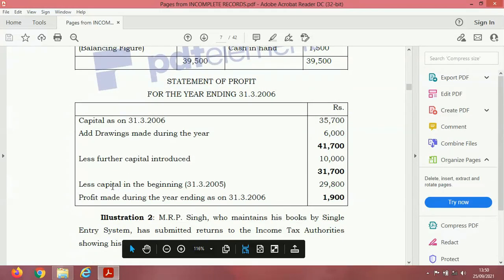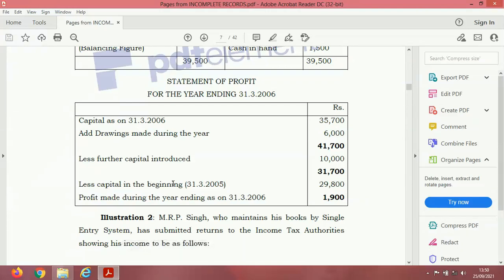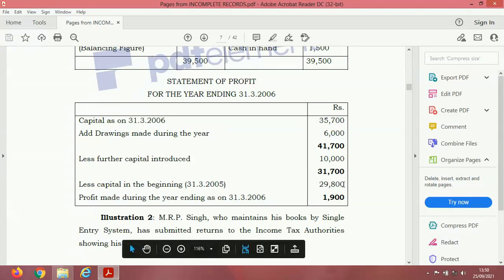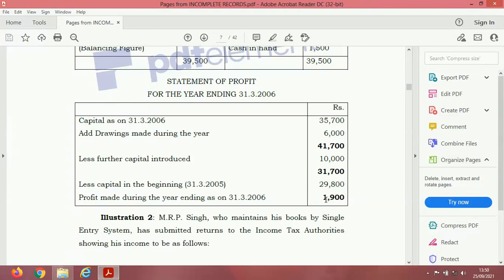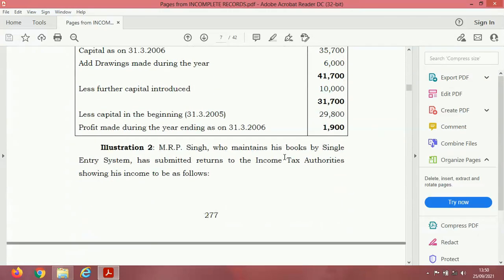Then we go on and less capital in the beginning. Our aim is to make sure that we come out with the profit that we have made. So the capital in the beginning, we had calculated it was 29,800. When we less it, we finally remain with 1,900, which is the profit that was made during the year at 31st March 2006. That was illustration number 1. Illustration number 2, let us see.